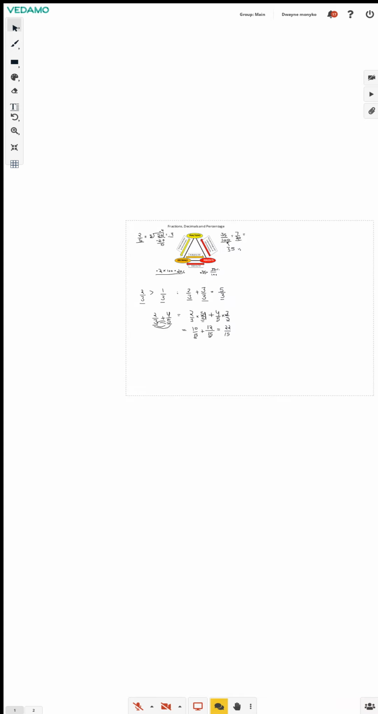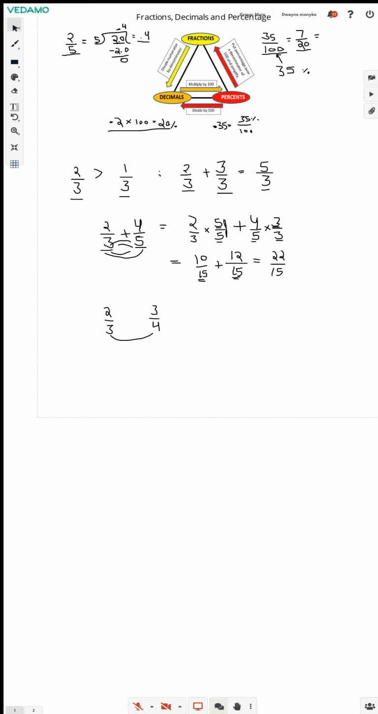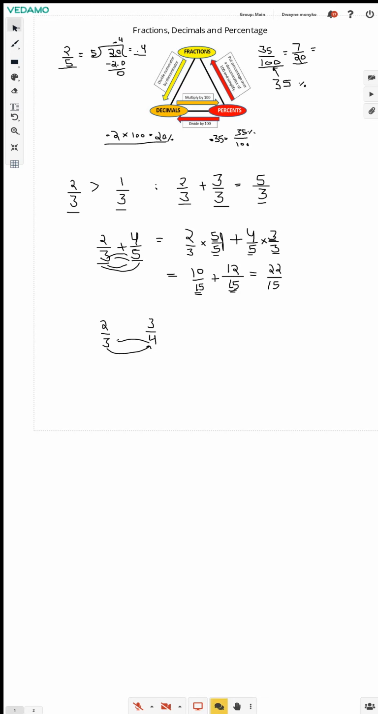Now, how to compare two fractions with unequal denominators? 2 over 3 and 3 over 4. Now, how to compare them, which one is bigger? So what we do is, again we apply the same procedure and we make the denominators same. We multiply 2 over 3 with 4 over 4, and we multiply 3 over 4 with 3 over 3.